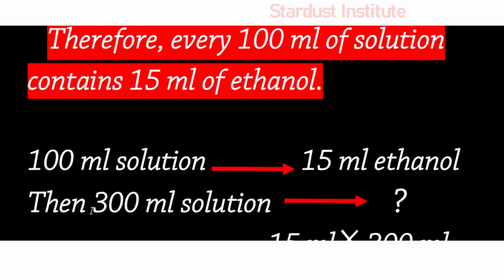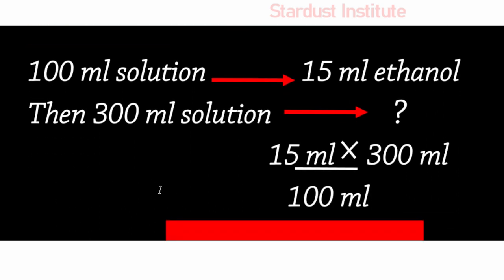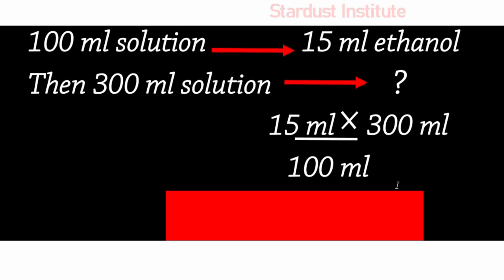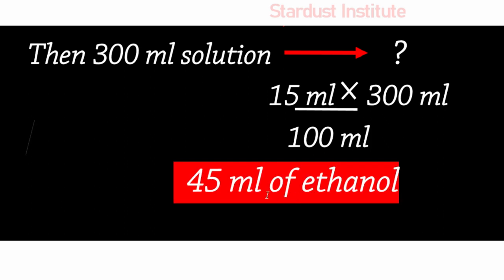Then, in 300 milliliters of this solution, how many milliliters of ethanol are there? We can find the answer in this way. 15 milliliters divided by 100 milliliters multiplied by 300 milliliters. By simplifying this, we can get our answer, 45 milliliters of ethanol.